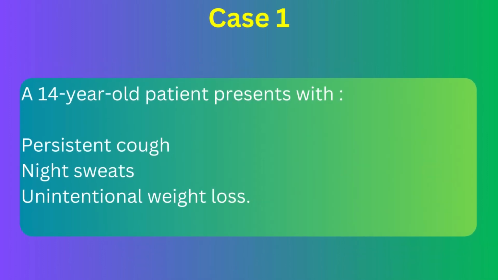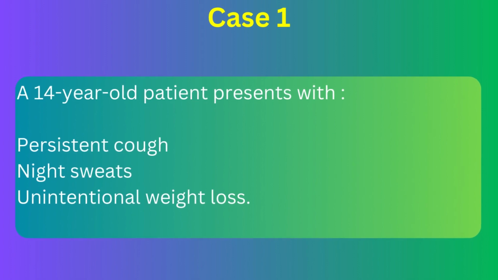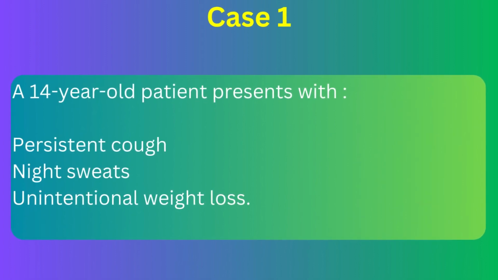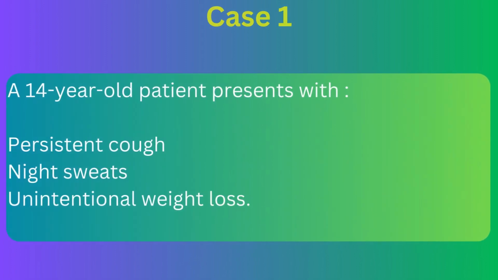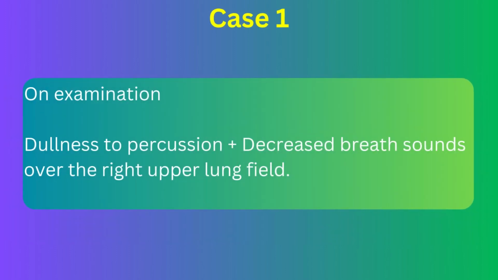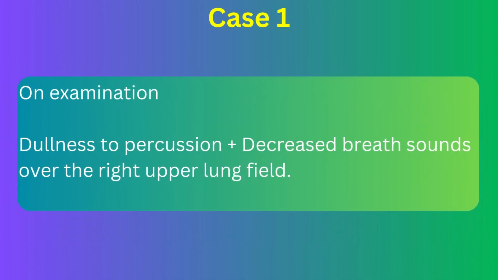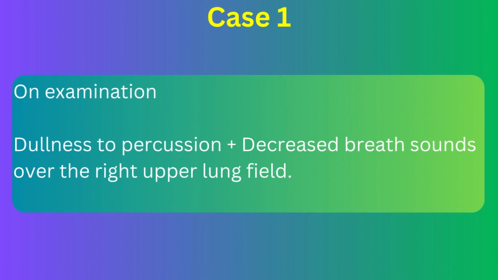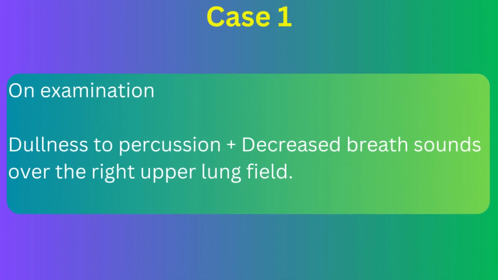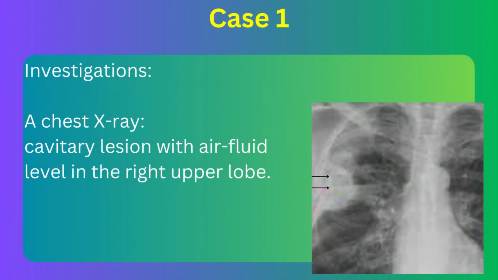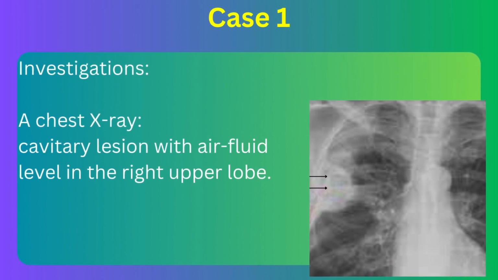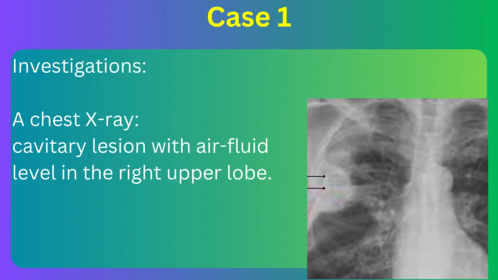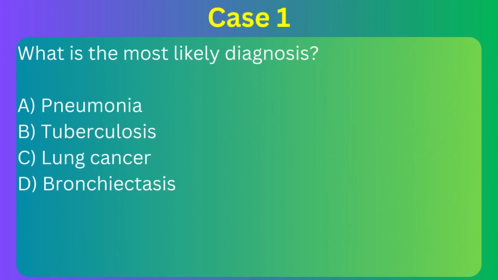A 14-year-old patient presents with a persistent cough, night sweats, and unintentional weight loss. On examination, there are dullness to percussion and decreased breath sounds over the right upper lung field. A chest X-ray reveals a cavitary lesion with air fluid level in the right upper lobe. What is the most likely diagnosis?